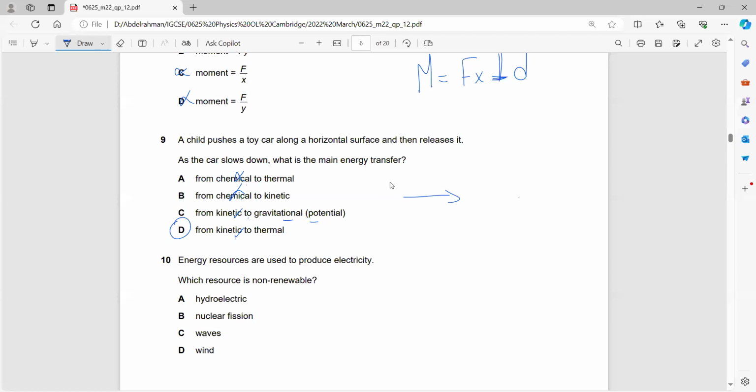Energy resources are used to produce electricity. Which resource is non-renewable? Quite easy. Hydroelectric is renewable, waves are renewable, wind is renewable. Definitely the nuclear fission.